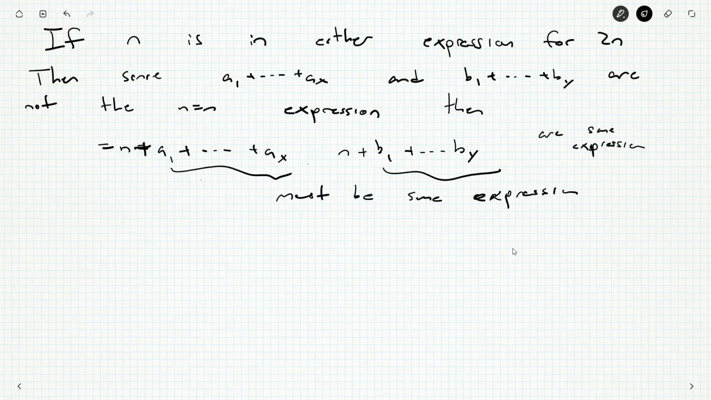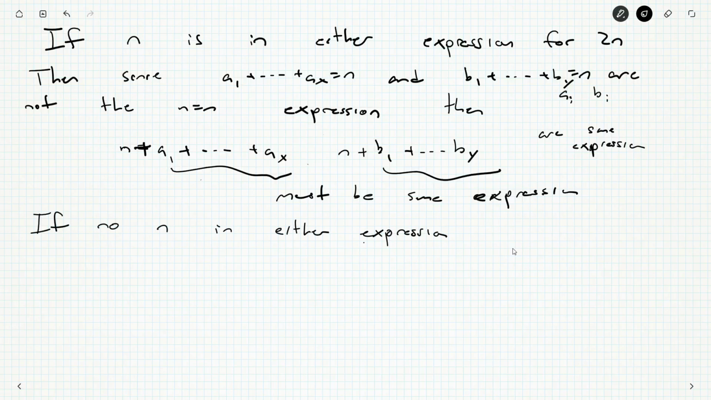So since I couldn't have the n equals n expression, then all b1 up to by's have to be less than n, all the a1s up to ax's have to be less than n, and that might be something to add in. But the point is, if these two are the same expression for 2n, then just getting rid of the n's, which are clearly not part of the a1 up to ax's, we must get the same expression. If no n in either expression, so our AIs and our BJs have to be less than n.